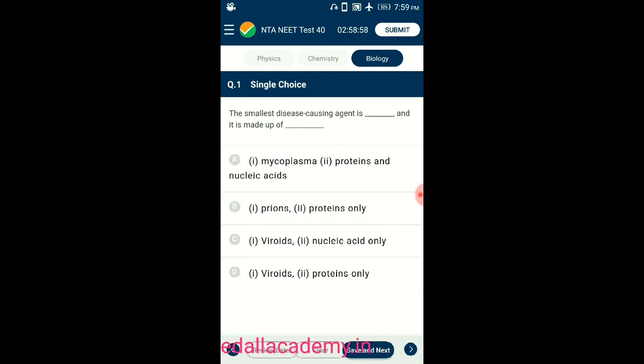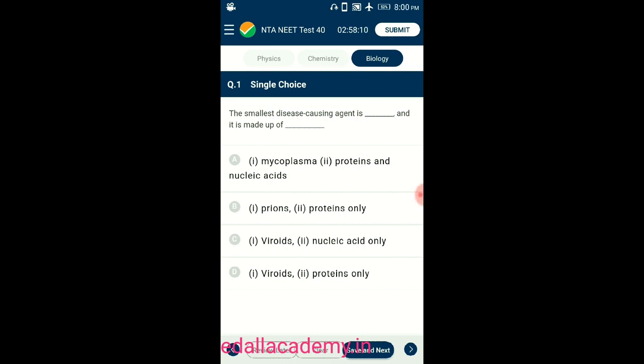Question number 1. The smallest disease causing agent is dash and it is made up of. Prions were discovered by Prusiner in 1982. They are the smallest infectious particles which do not have nucleic acid. Prions are modified hydrophobic glycoproteins that are resistant to protease action compared with normal proteins. They function as infectious agents.